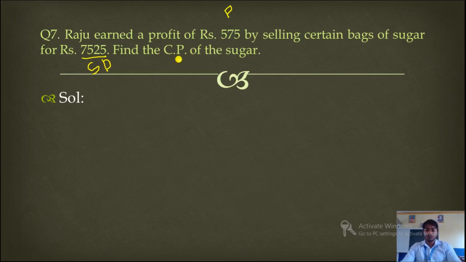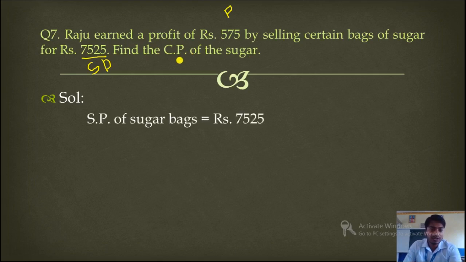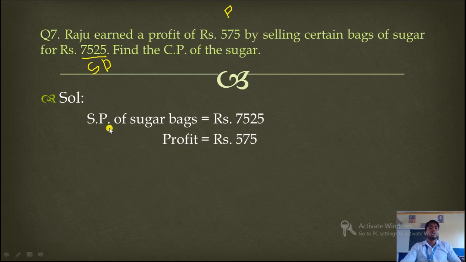So what are the things given here? Selling price of sugar bag is given, that is 7525. Profit is given, that is 575. So here we have selling price and profit. So we have to see the formula according to profit. What will be the formula to find CP when we have profit? Cost price equal to selling price minus profit.